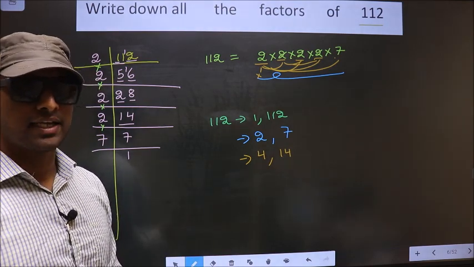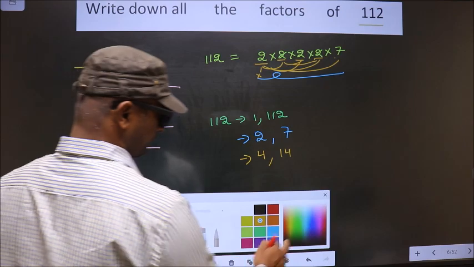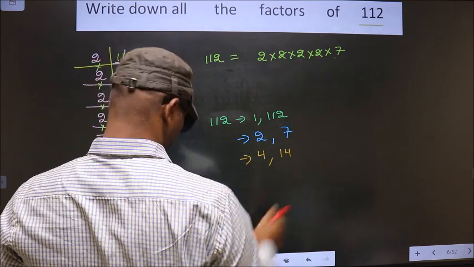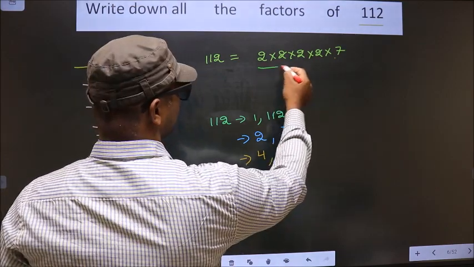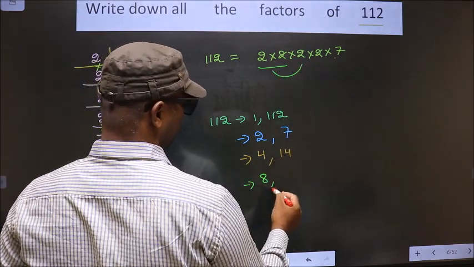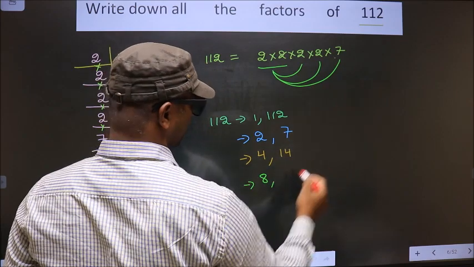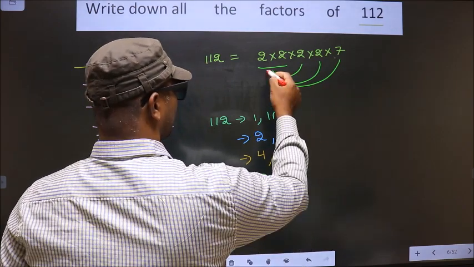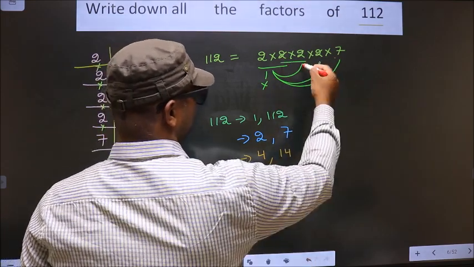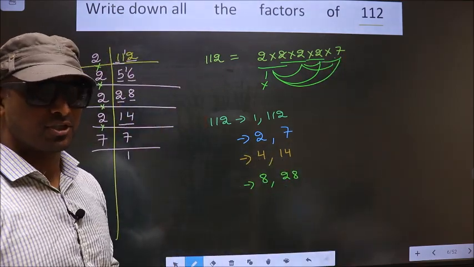Next. Now you take a combination of three numbers. How do we take? See. First, I fix these two numbers. 2 into 2, 4. Combine it with the 2. 4 into 2, 8. Even if I combine with this 2, then also the same. When I combine with 7, 4 into 7 is 28. Now, I leave these 2, take these 2 and combine, still I get the same numbers. So, what I mean to say is, no other combinations possible.